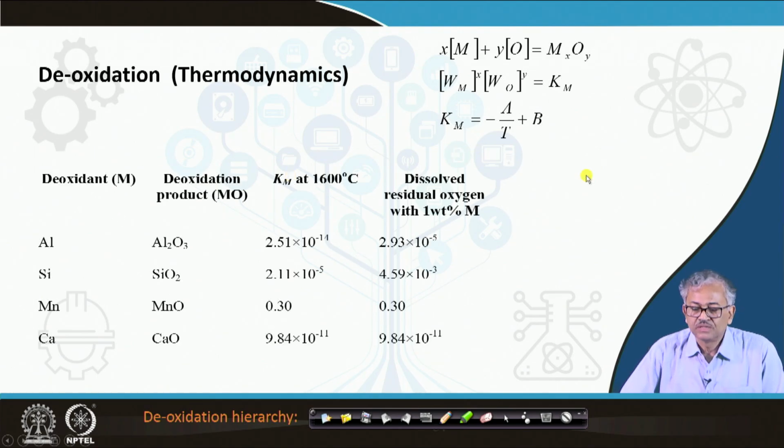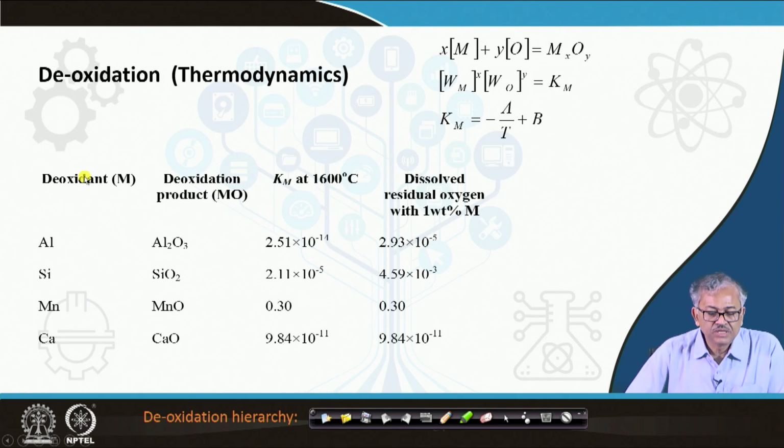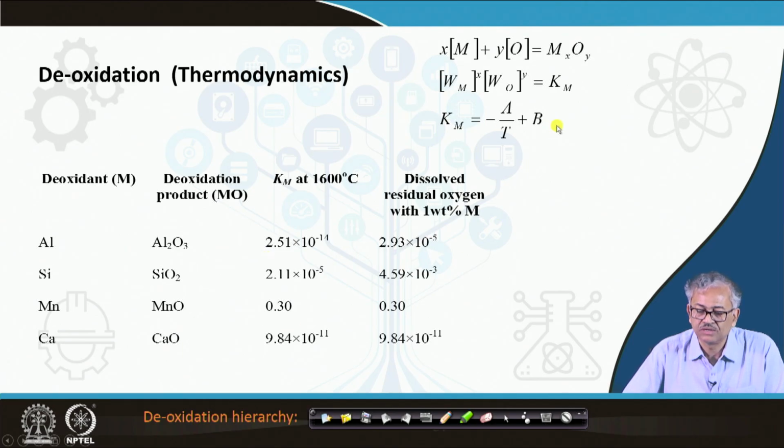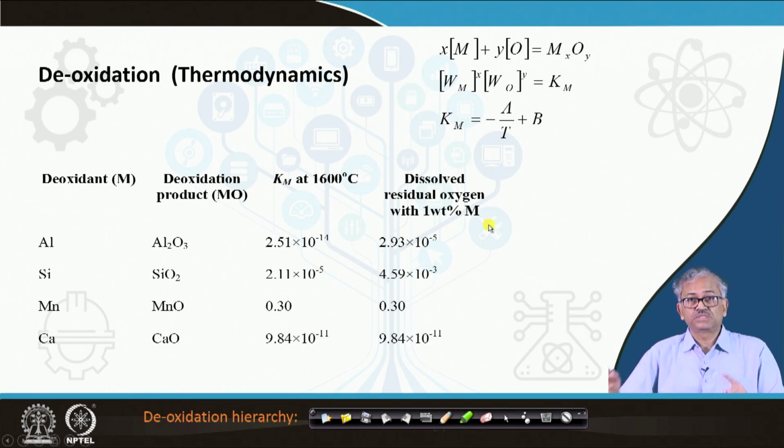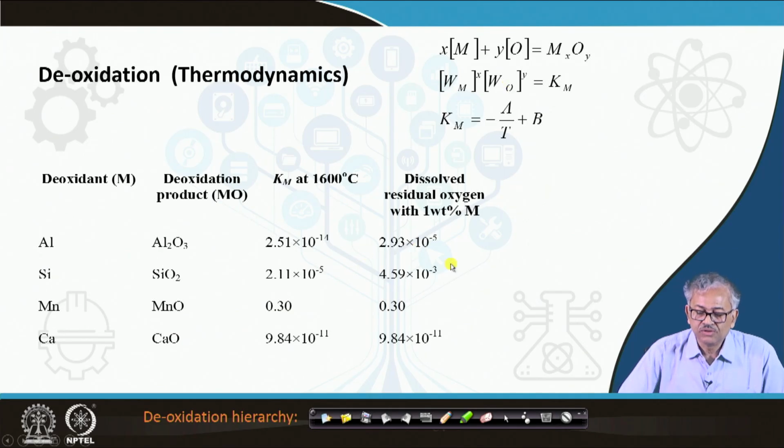Now let us see, for different deoxidants, if you calculate the Km, the solubility constant, that is the deoxidation constant, at 1600 degrees centigrade, from different correlations, A and B are available for different oxides. Then you see the dissolved residual oxygen with respect to 1 weight % of metal in the bath, that is Wm. If you consider 1, then what is the value of Wo? That is the value you can find.